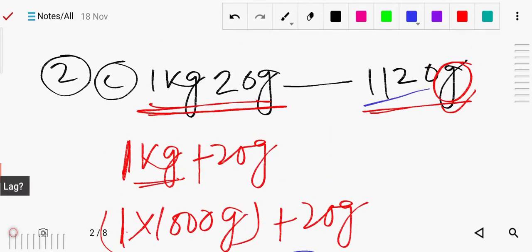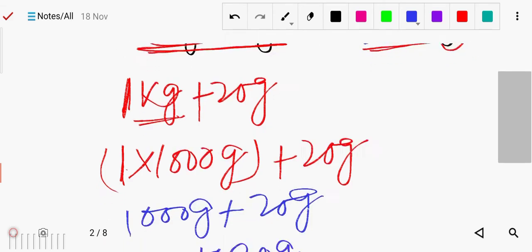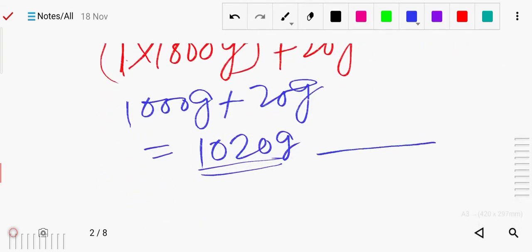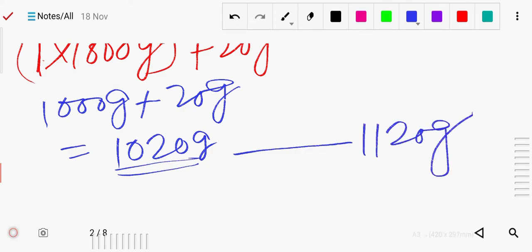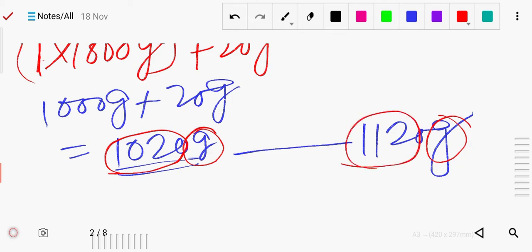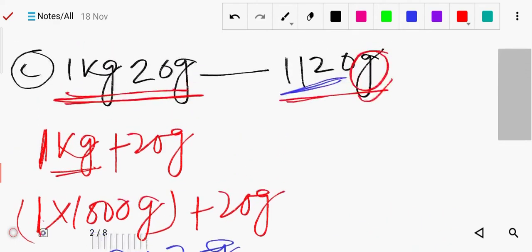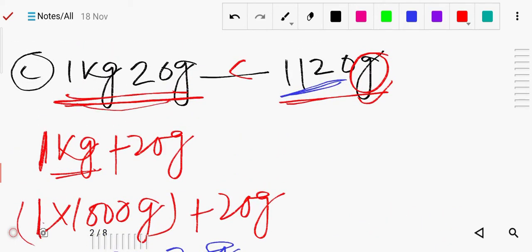And this side we have 1120 gram. Now you can compare both in gram. This side is 1020, here is 1120. Of course this side is greater, so put this sign. So first of all you have to make it the same unit and then you can compare. Okay, now let's see the next question.